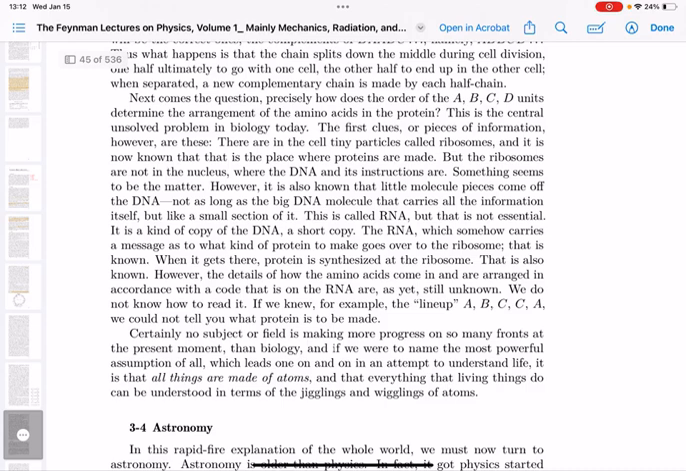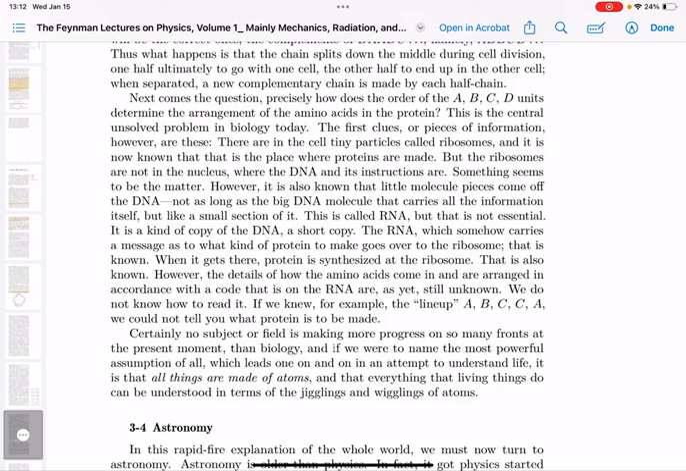Next comes the question, precisely how does the order of the A, B, C, D units determine the arrangement of the amino acids in the protein? This is the central unsolved problem in biology today. The first clues or pieces of information, however, are these.